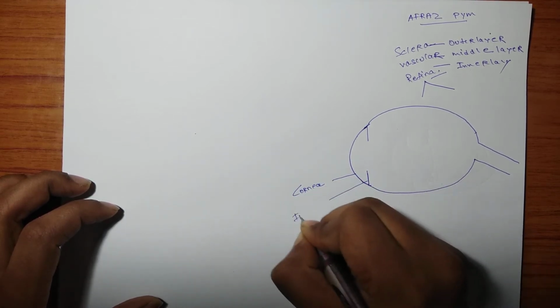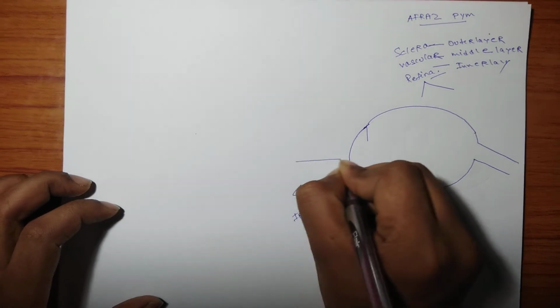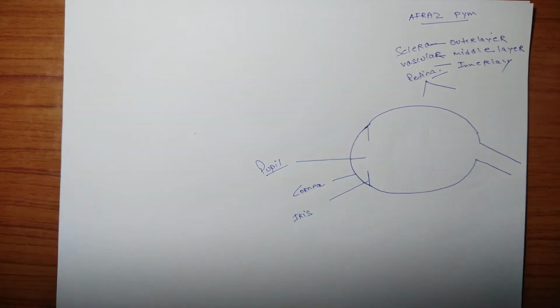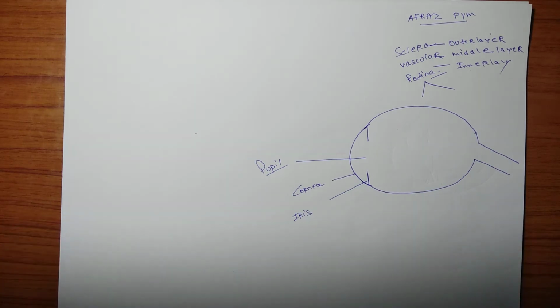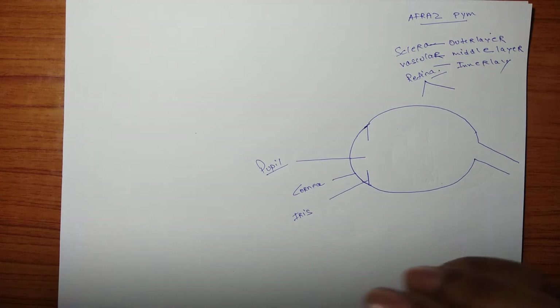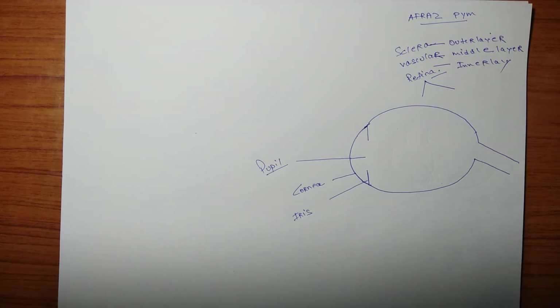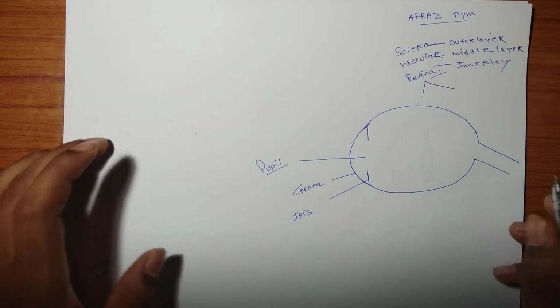This is your iris. And the center one will be your pupil. Now, what is the pupil? It's just like an aperture, allowing light to enter the eye. If there is more light, it will constrict, it will become smaller, so less light will pass. If it is darker, the pupil will dilate and more light will enter. That's how you have to remember, right?